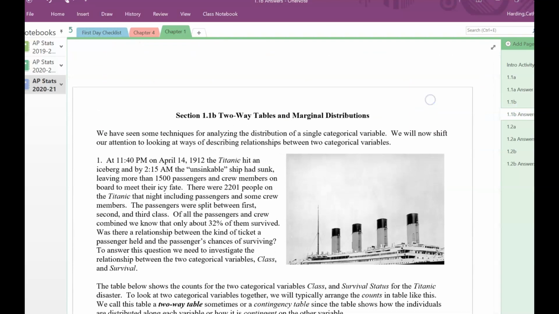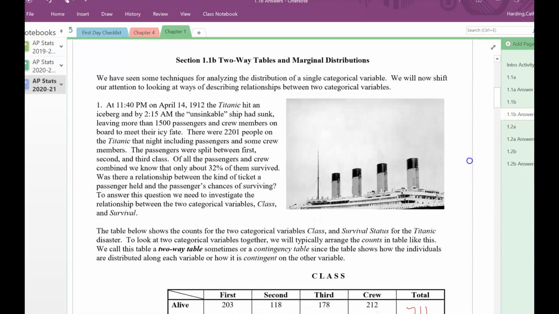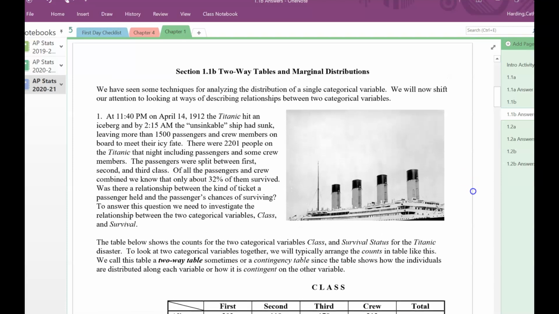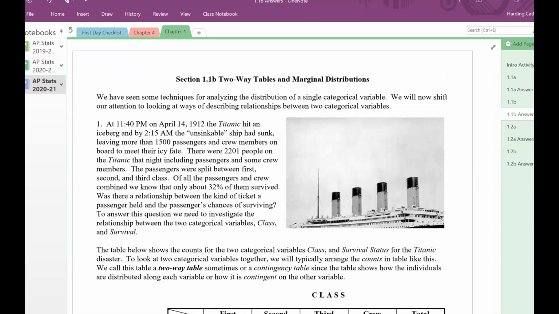If you scroll to the opening activity, what you see there is a picture of the Titanic. We all know about the Titanic. What we're going to take a look at, though, is whether or not the ticket any passenger held had any kind of association with whether or not they survived when the Titanic sank. So that's two categorical variables that we're looking at. We're looking at what ticket class they held, and then whether they survived or not.